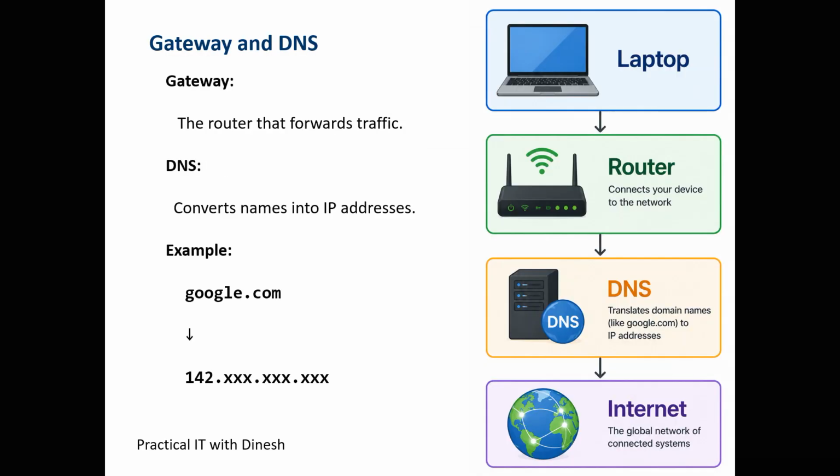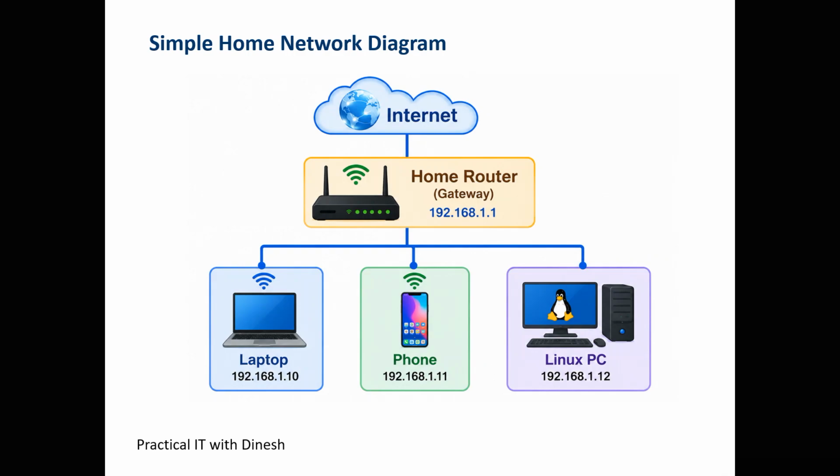Let's understand two very important networking components. Gateway. The gateway is usually your router. Whenever your computer needs to communicate outside your local network, it sends the traffic to the gateway. DNS. DNS stands for Domain Name System. Humans remember names like google.com, but computers communicate using IP addresses. DNS translates website names into IP addresses. This is the Linux machine, gateway, IP addresses, and network we will be exploring.